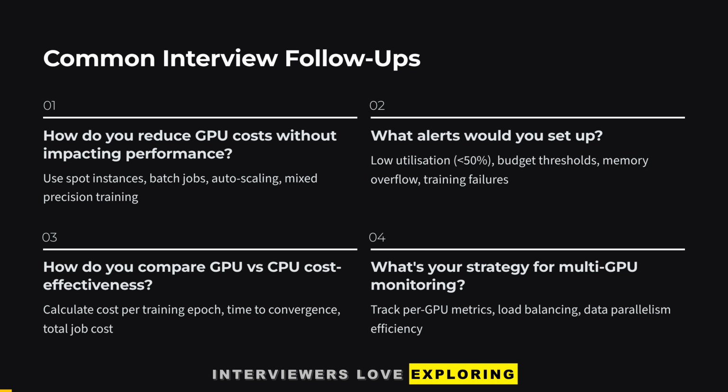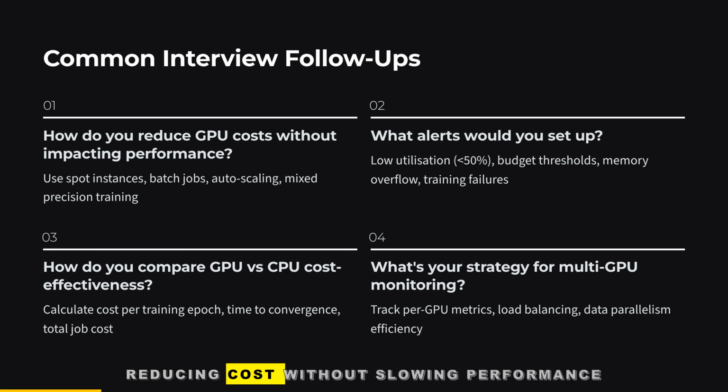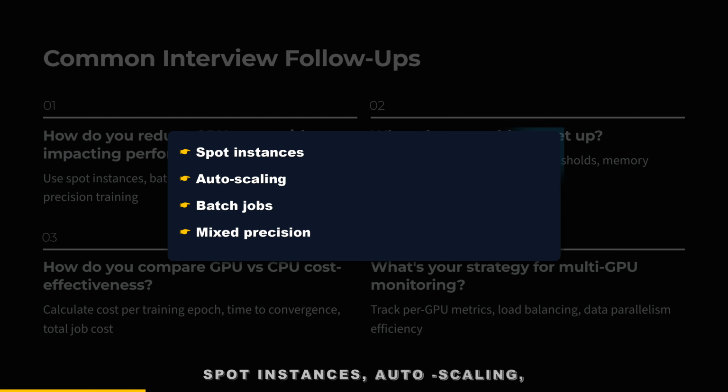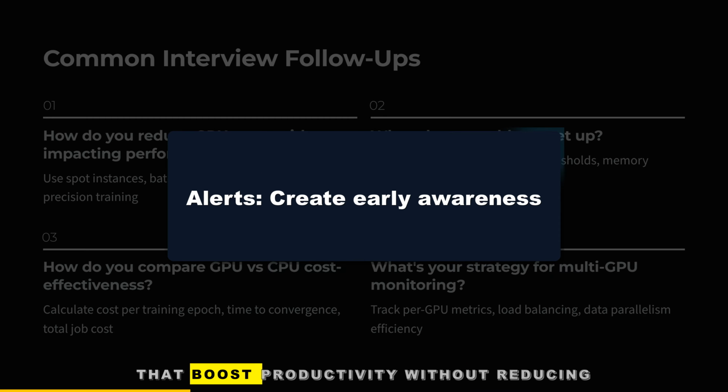Interviewers love exploring how you think about cost, performance, and stability in GPU-heavy systems. These follow-ups reveal your practical judgment more than your raw knowledge. Reducing cost without slowing performance often involves smarter compute choices: spot instances, auto-scaling, batch jobs, and mixed precision work like more efficient tools that boost productivity without reducing quality.